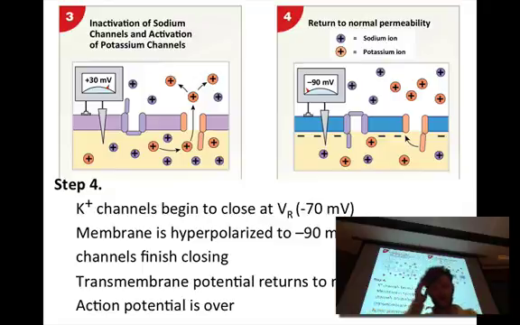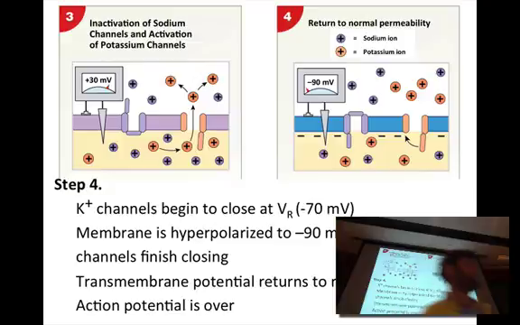Okay. Step 4, we return ourselves to normal permeability. So at minus 90 millivolts, this door swings shut on the potassium gate. The membrane is a little bit hyperpolarized now at negative 90 millivolts as these potassium channels finish closing. So the transmembrane potential is now going to return to minus 70 from minus 90 through the action of the sodium-potassium ATPase and the leak channels. Okay?